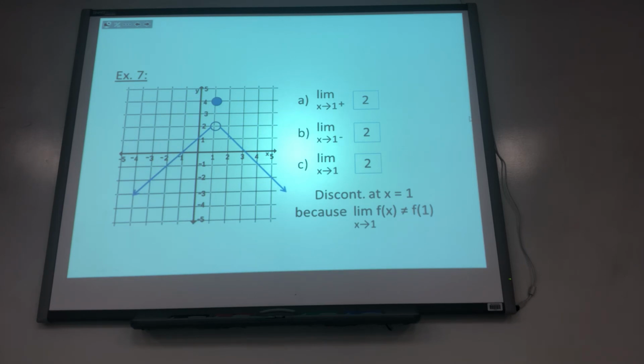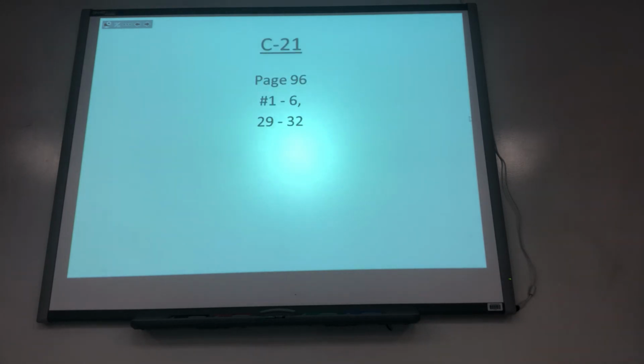Okey-doke. Any questions? Continuity, one-sided limits. Okay, the assignment is just out of the book. I'm sure you'll have lots of graphs to look at here. I'll go ahead and put this up. It's C21 from page 96. What are we doing? Numbers 1 through 6 and then 29 to 32.